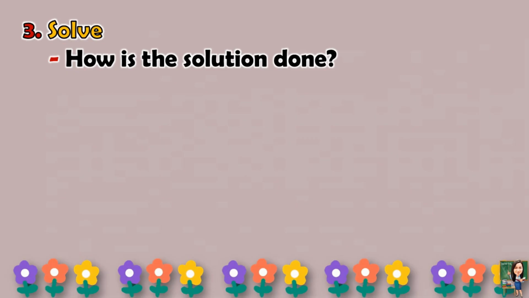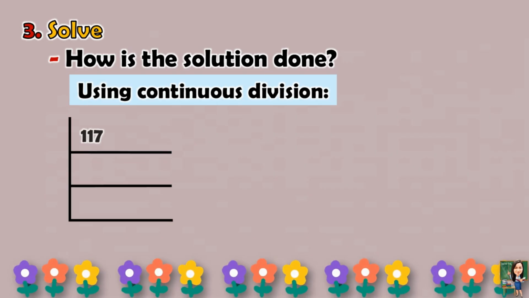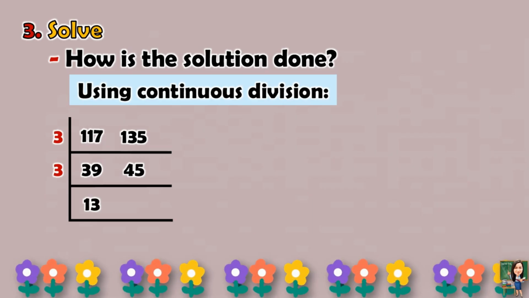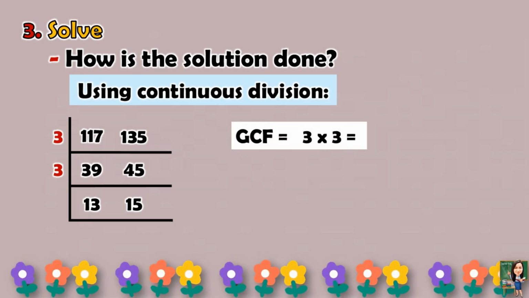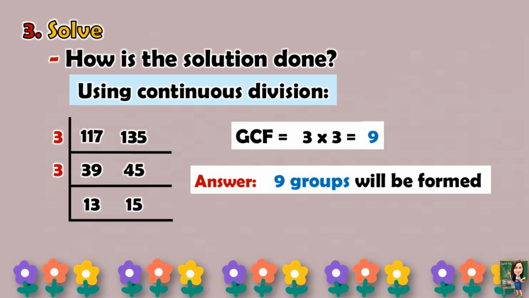Step 3. Solve. How is the solution done? Using continuous division. The given data are 117, 135. 117 and 135 are divisible by 3. 117 divided by 3 is 39. 135 divided by 3 is 45. 39 and 45 are divisible by 3. 39 divided by 3 is 13. 45 divided by 3 is 15. The greatest common factor is 3 times 3 equals 9. So the answer is 9 groups will be formed.